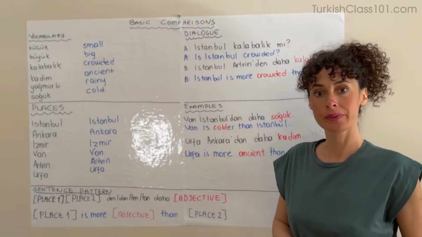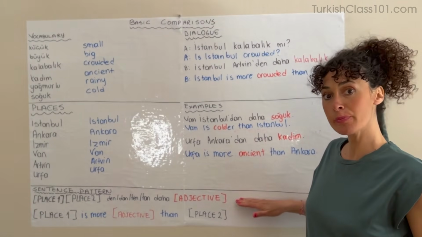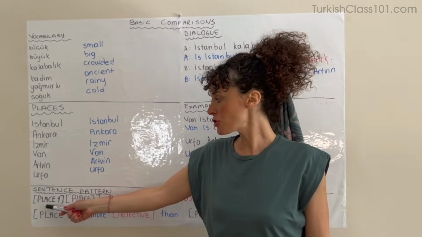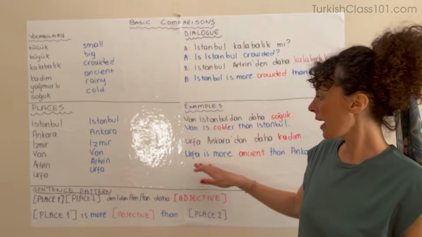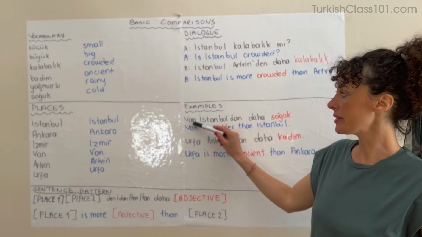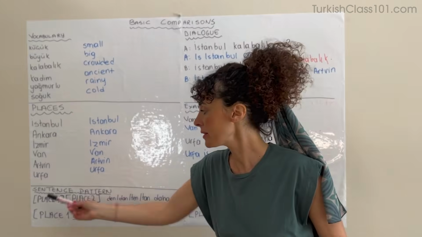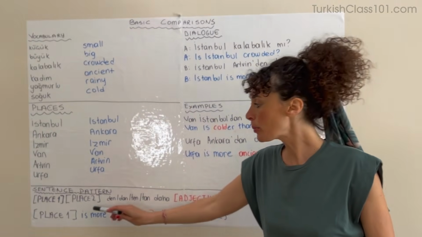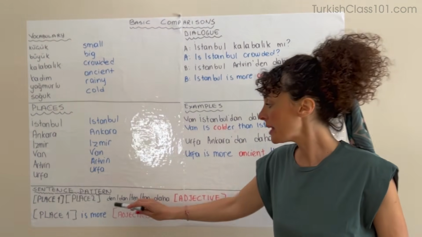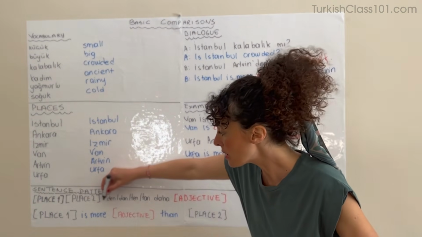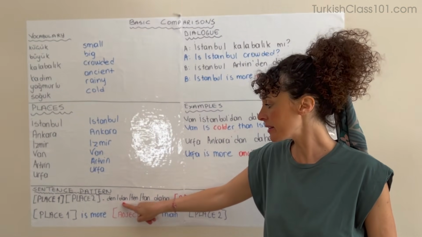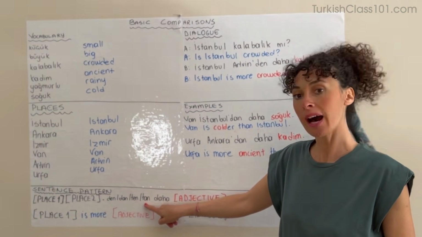It is here. This is the Turkish sentence pattern and this is the English one. First, place 1. I want you to see the dialogue as well. Place 1, place 2, Istanbul. Then we have our suffixes here. Dan, den, ten, tan.